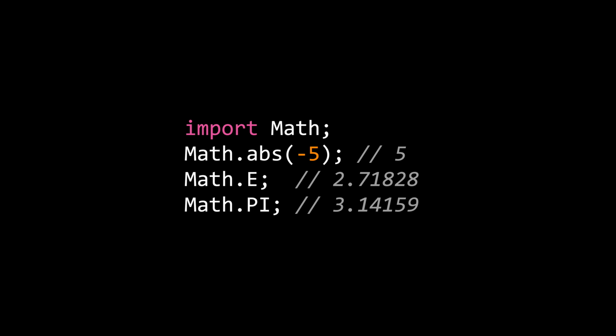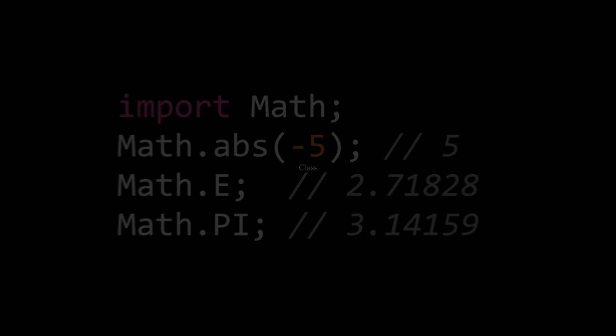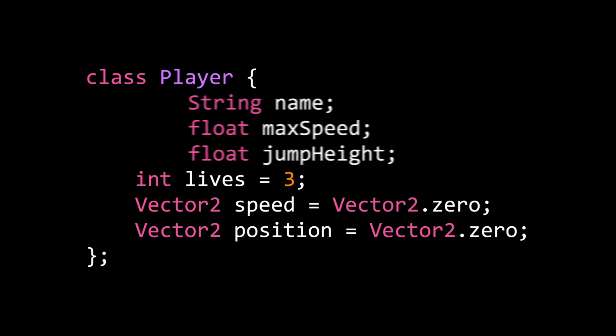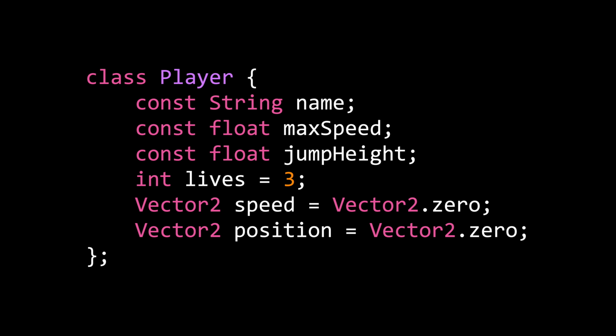While a module contains reusable functions and constants, a class, on the other hand, is a blueprint for creating reusable objects, which could contain constants, variables, and functions. For example, in Super Mario Bros., a player class contains its data like his name, max speed, jump height, lives, and position. Some of them stay the same during the game, creating constants, while other variables change over time.